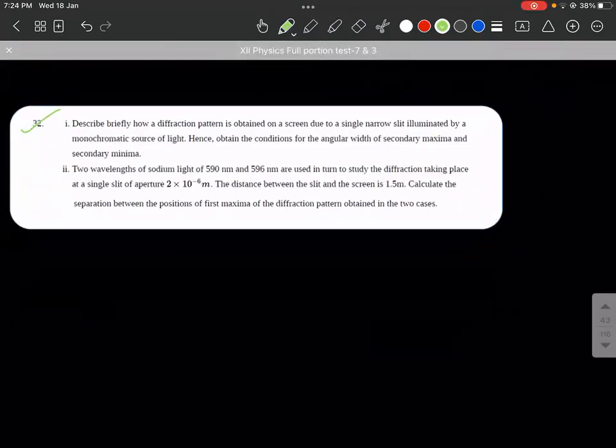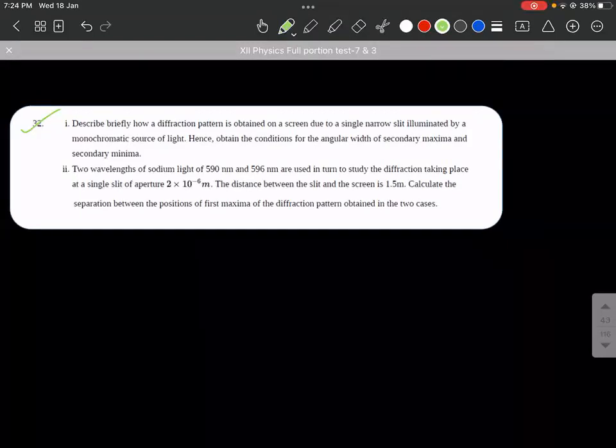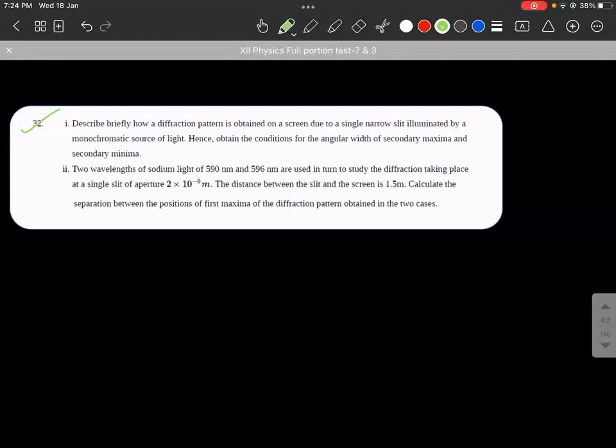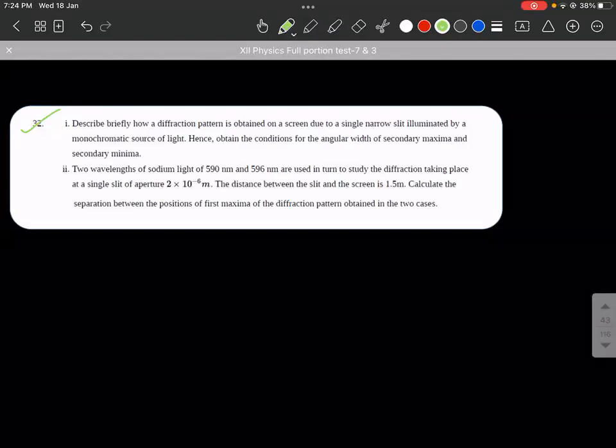Describe briefly how diffraction pattern is obtained on a screen due to a single narrow slit illuminated by monochromatic source of light, hence obtain the conditions for the angular width of secondary maximum and the secondary minimum. There's a theory question, right? Again, this we have discussed multiple times. Last class also I told you what happens. Remember there was a question on what happens when the diffracted light is going and falling on the screen. You guys remember? I discussed it in detail. So it's the same logic again. Right. So this problem we will solve.